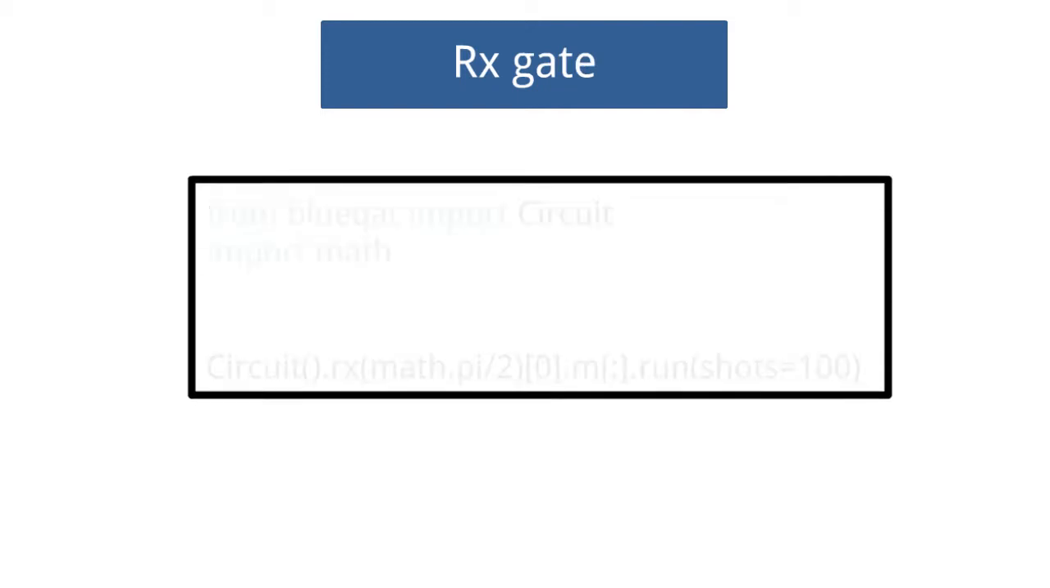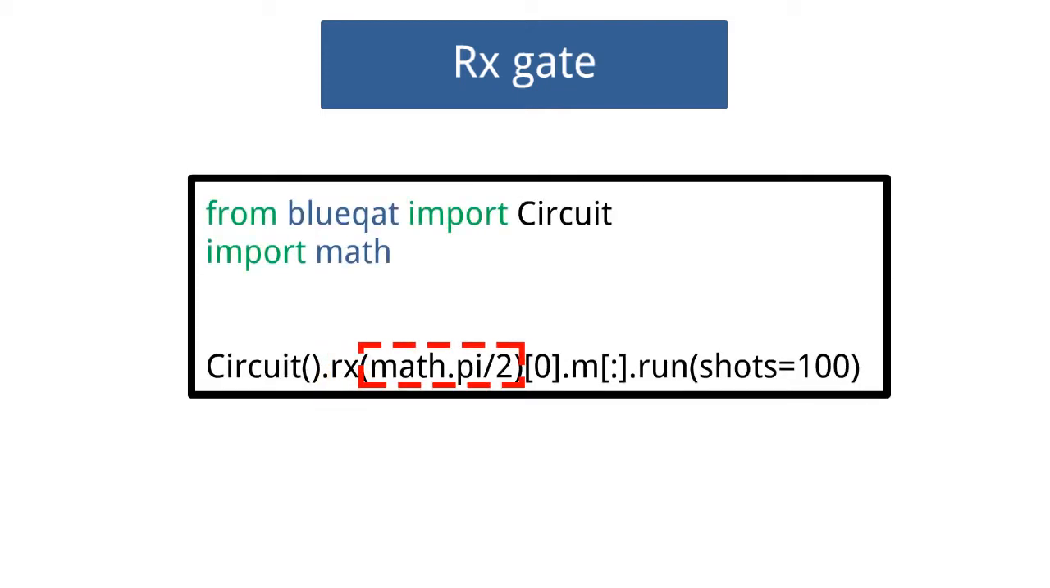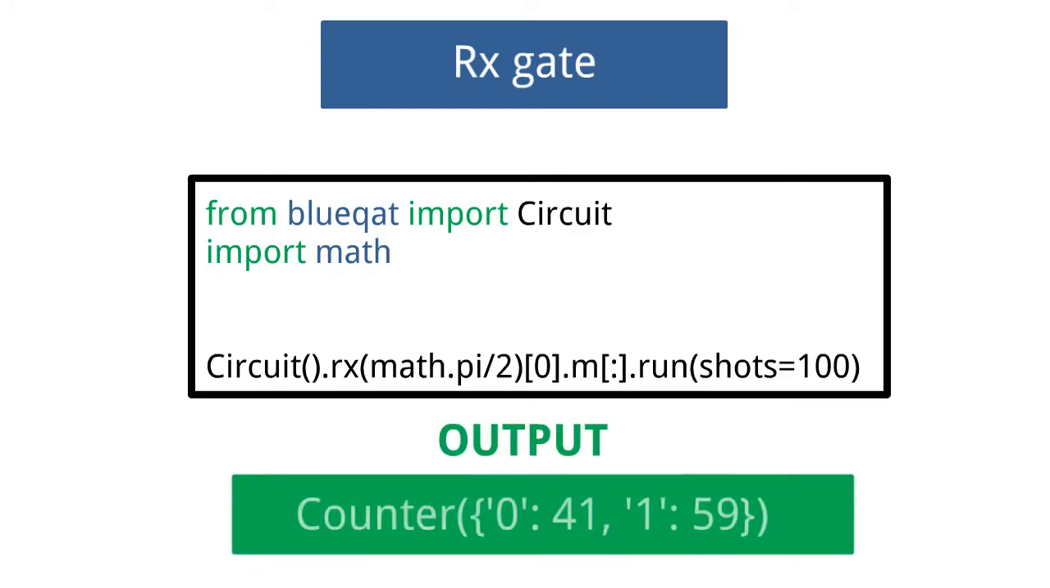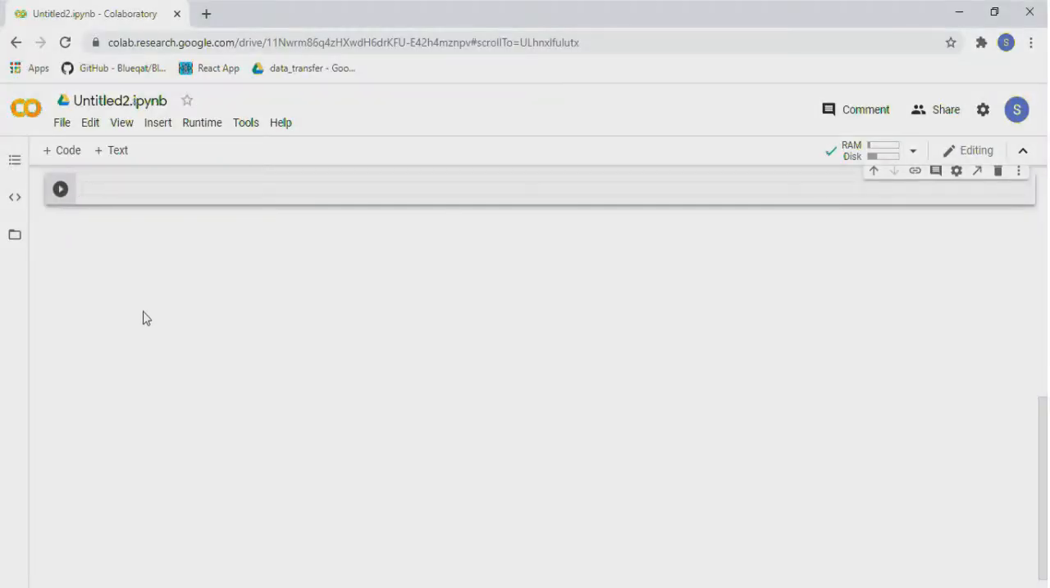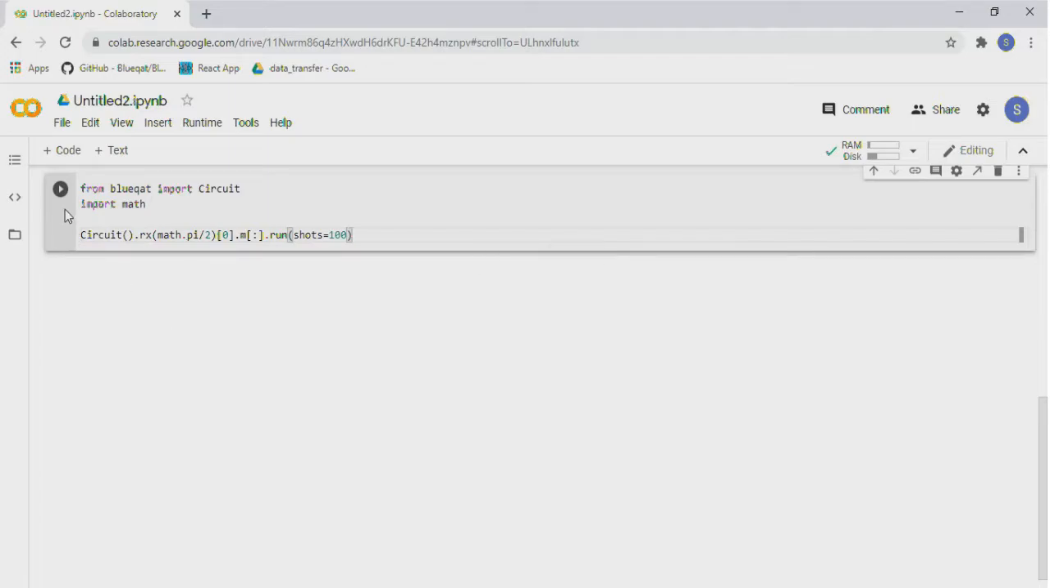Rx gate. Here we use Rx gate and theta as the rotation angle for each axis. If we run this code, then we will get this as an output, and every time we click play button it will give different output. Let us confirm this in Google Colab. Type the code that was shown earlier and click the play button to get the output.